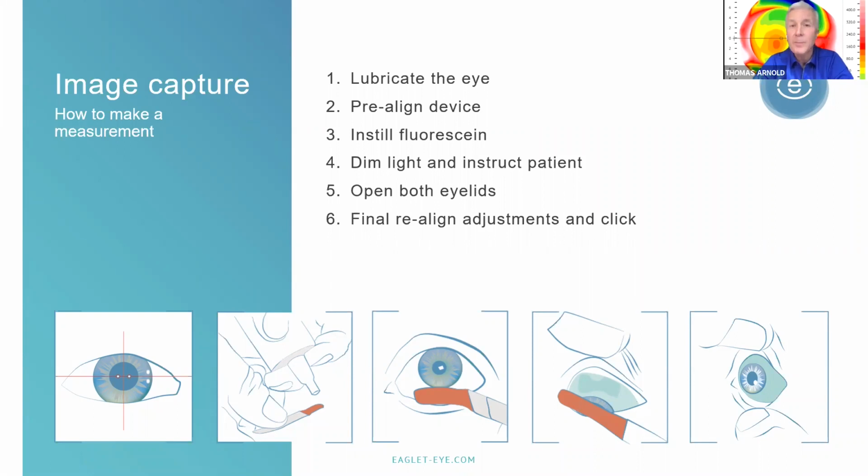It's helpful to dim the lights as much as possible and just instruct the patient to look straight ahead, open both eyelids wide. The patient can actually pull down their lower eyelid a bit if necessary, and the technician can help raise the upper eyelid a bit. Get them all aligned and just click. So it doesn't take very long, and you can get a good image in one view, not multiple views, as we talked about.